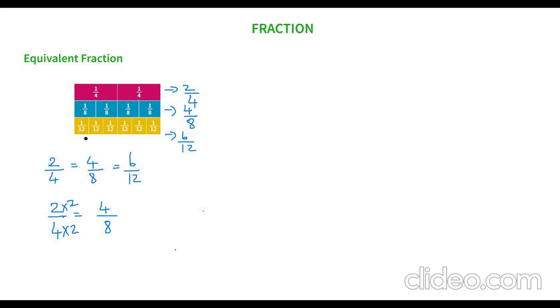Now same thing, let's check with 2 by 4 and 6 by 12. Now we have 2 by 4, and now let's see whether it is equivalent to 6 by 12. Same thing, 4 has become 12. So 4 times how much is 12? 3. And 2 times how much is 6? 3. So both have the same multiple. So even I am going to multiply the numerator by 3 and the denominator by 3. So we have got 6 by 12. Isn't it easy now to find an equivalent fraction?